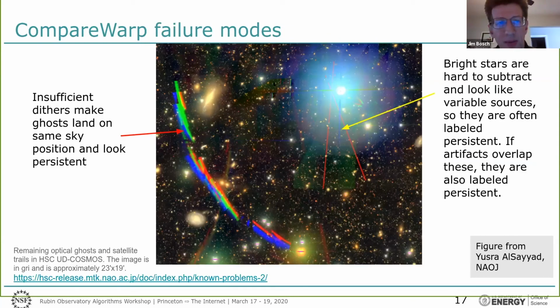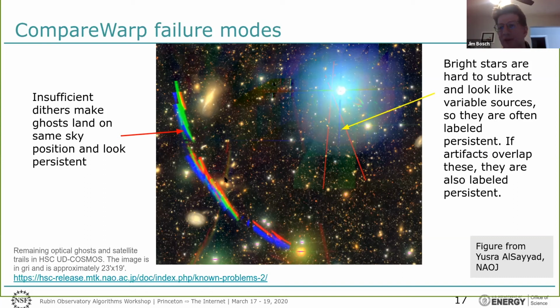And it's limited primarily by big bright objects and dithering. So a really bright object that overlaps a transient or a temporal artifact that we want to get rid of can result in the artifact we want to get rid of being labeled as persistent, because of course the big bright star is going to appear in every single image. It's going to look a little bit different in every image, and it's not going to subtract cleanly. And people who do difference imaging are quite familiar with big bright stars not subtracting cleanly.